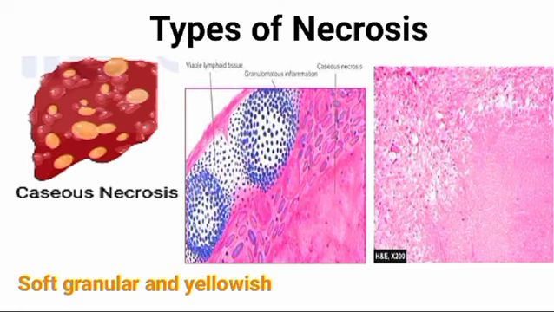Microscopically, the necrosed foci are structureless, eosinophilic, and contain granular debris. The surrounding tissue shows a characteristic granulomatous inflammatory reaction. Let's see the picture. This is caseous necrosis in a lymph node. There is eosinophilic amorphous granular material, while the periphery shows granulomatous inflammation.